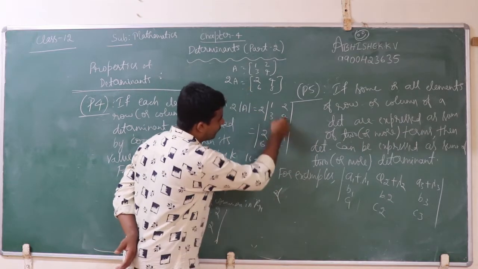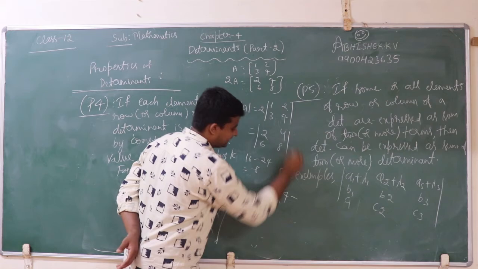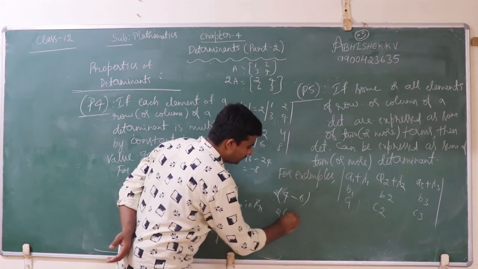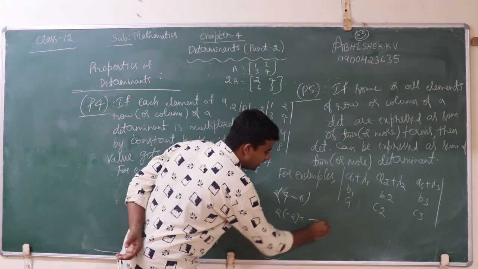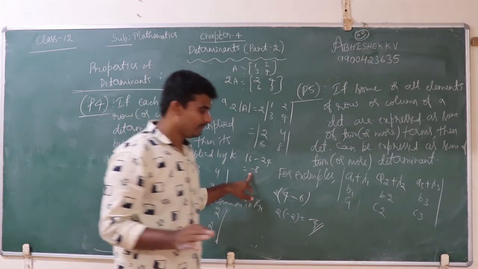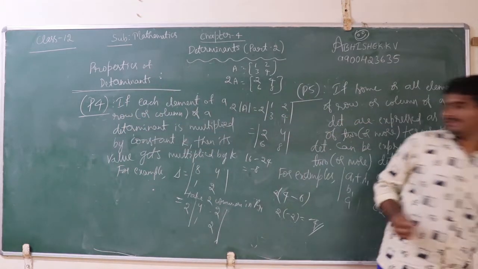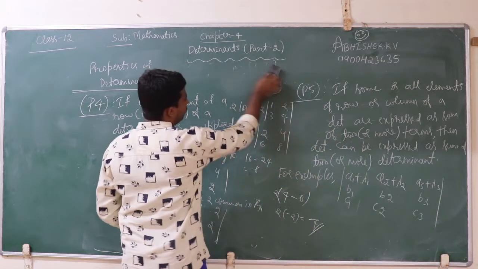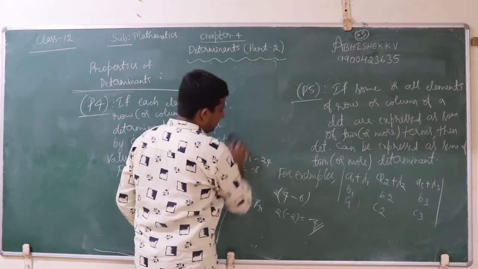2 into 4 ones are 4, minus 3 twos are 6, 2 into minus 2. The value of the determinant is minus 4, not minus 8. Is it clear? I hope you are all getting this. Be careful, okay?